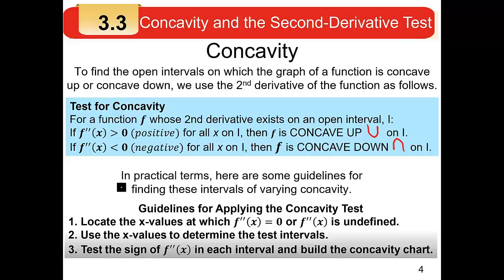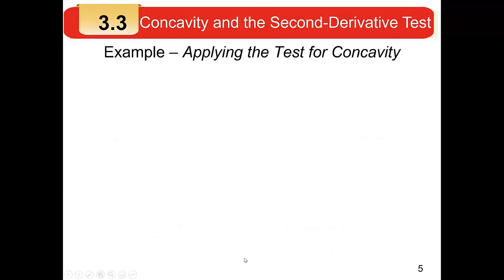Thinking back to what you were doing with increasing, decreasing, you were doing this with the first derivative, what we call critical numbers, and you were building an increasing, decreasing chart. Now you're doing it with the second derivative, and you're building something I will call a concavity chart. Let's look at a simple example which shows us how this test for concavity works in practice.